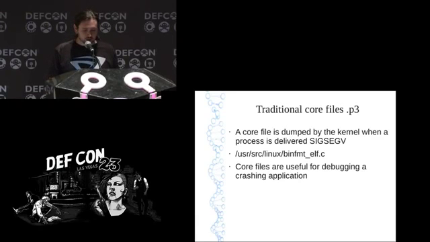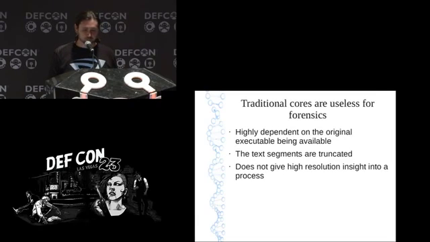Now, these core files are generally created when a process crashes. When it's delivered a SIGSEGV or a SIGBUS, different signals will cause a core dump. To see how the core dump code is created, you can look at binfmt_elf.c. This is a kernel source file, which is pretty interesting. All the ELF loading code is in there, and in particular, the code that creates a core file. So arguably, at best, core files are useful for debugging. Some people will state otherwise. Now, they're not particularly useful for forensics, and here's why.